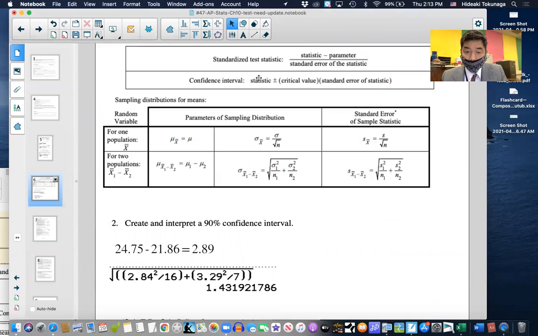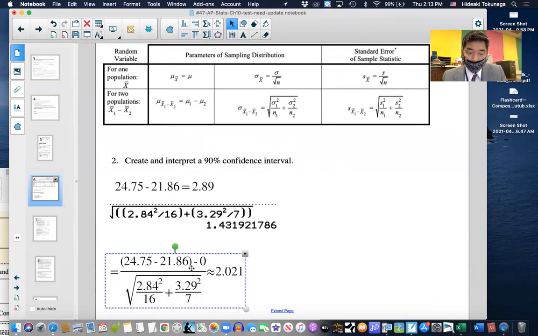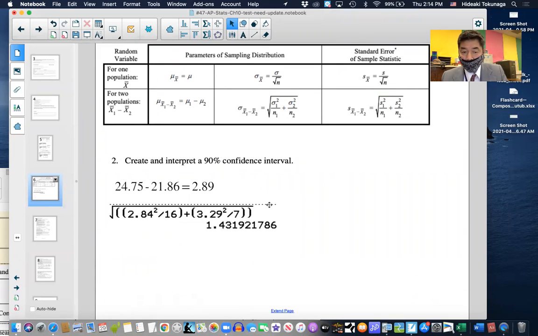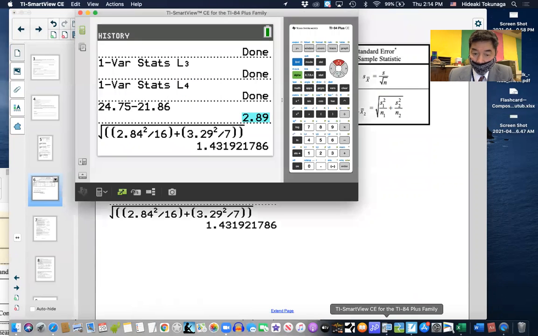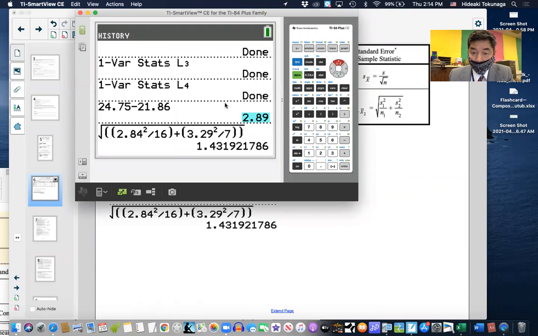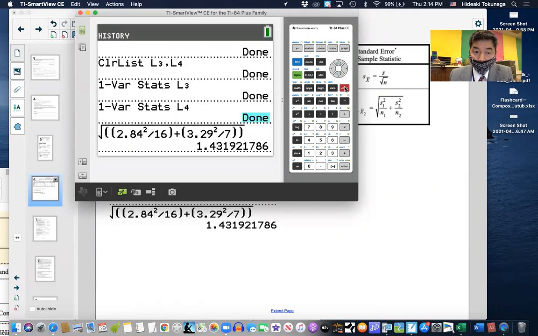The confidence interval is the statistic plus or minus the critical value. The critical value, they said 90%, so the T value for 90%. Its cutoff is 10%, so it's two-tailed and we have to take half of the 10%, which is 5%. So now I erase this, we don't need this information. Let me erase everything.